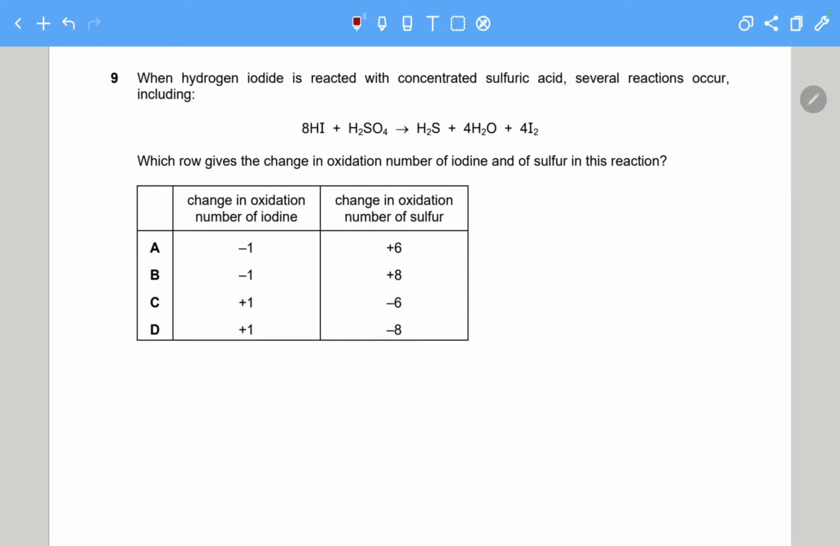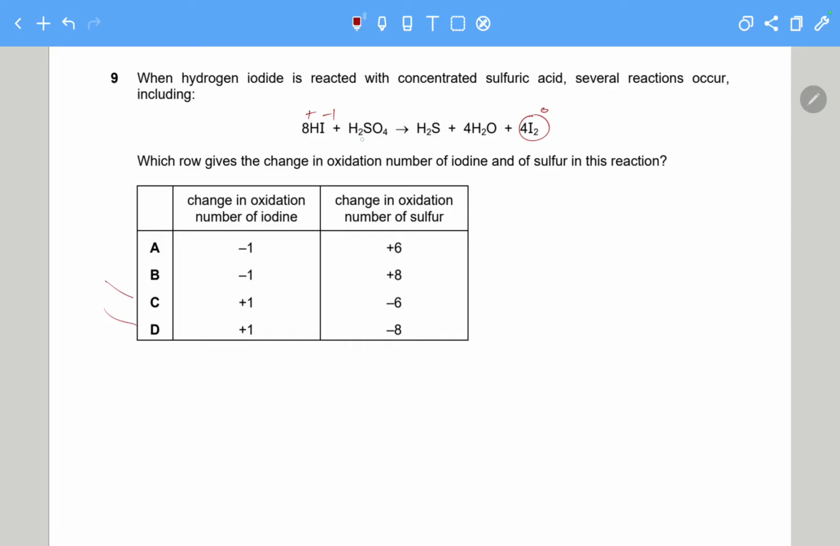Then question 9. When hydrogen iodide is reacted with concentrated sulfuric acid, several reactions occur, including this equation. Which row gives the change in oxidation number of iodine and of sulfur in this reaction? So, change in oxidation number of iodine. Only looking at iodine, we know the H will be in the +1 state, and iodide will be in the -1. On the right hand side, we have molecular iodine, I2, which is in the oxidation state of 0. So the change in oxidation state is -1 to 0, which is +1, and therefore we narrow down the answers to C and D.